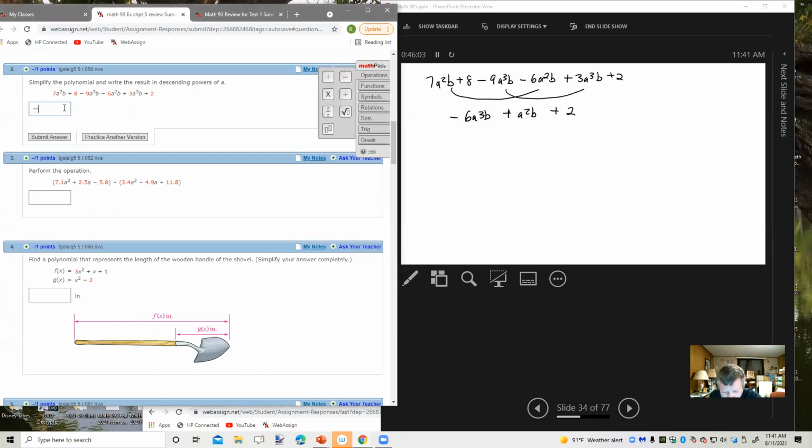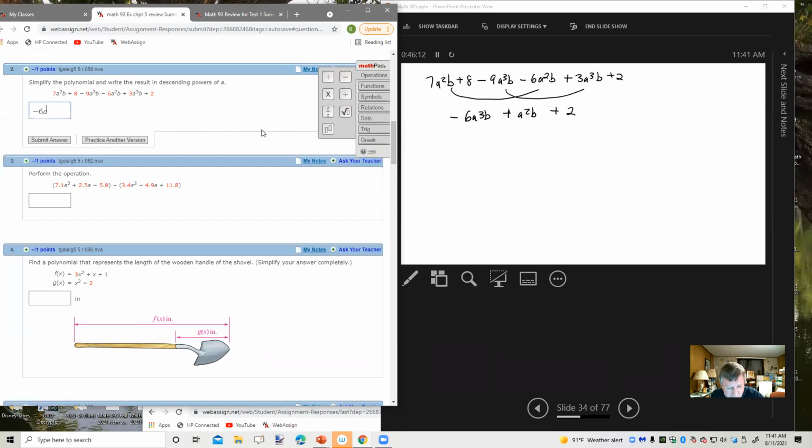We've got negative 6, and then a cubed, and I've got to move out, so I use the right arrow key, and then b, okay, and then plus a squared, move the right arrow over, and hit the right arrow, b plus 2. And let's see what happens.